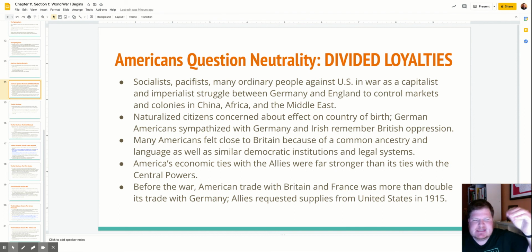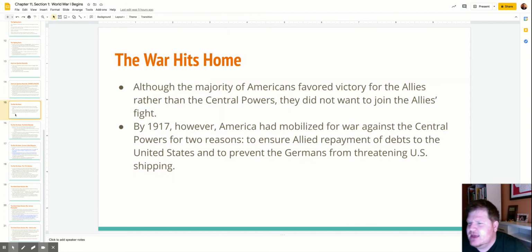And so we kind of pick sides with the Allies. The Allies are going, hey, United States, we could use some supplies in 1915. So even though the majority of Americans favored the Allies rather than the Central Powers, they still didn't want to join the fight. It's like, okay, we picked a side, but we're only going to help the Allies. We're not going to, as far as giving them supplies, we're not going to fight though. But we see by 1917 things are going to change.